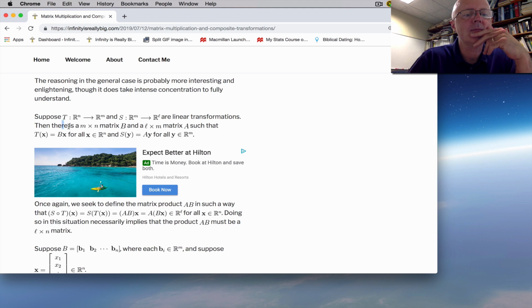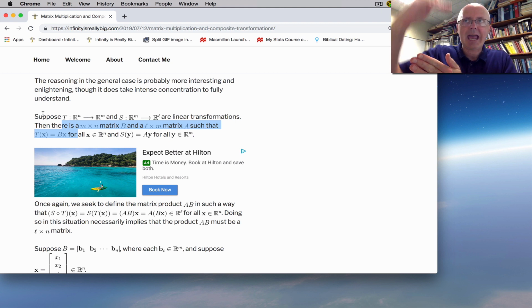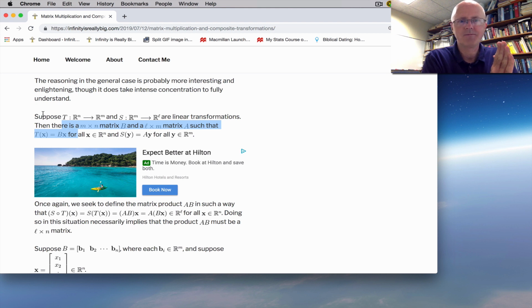T is going to have an m by n matrix B representative. Maybe you've noticed this pattern already. T goes from Rn, n-dimensional space, to m-dimensional space. So its matrix has got to switch around the m and the n. It's got to be m by n: m rows, n columns. The matrix for S does something similar. S goes from m-dimensional space to L-dimensional space. Its matrix has to be L by m: L rows, m columns.